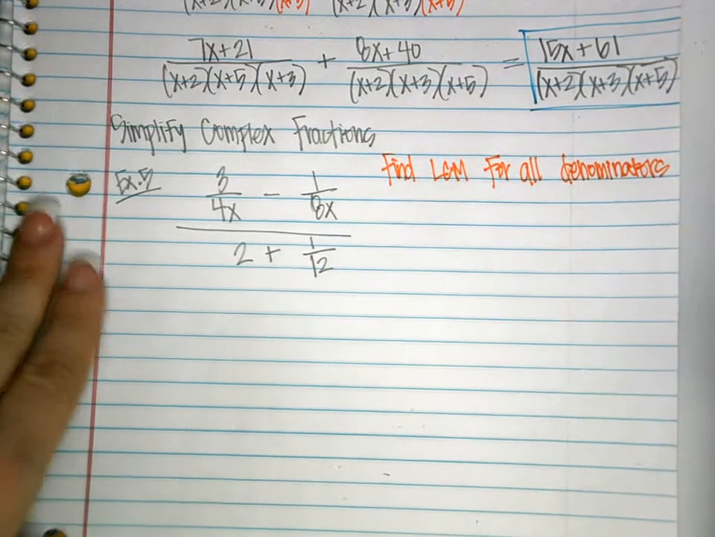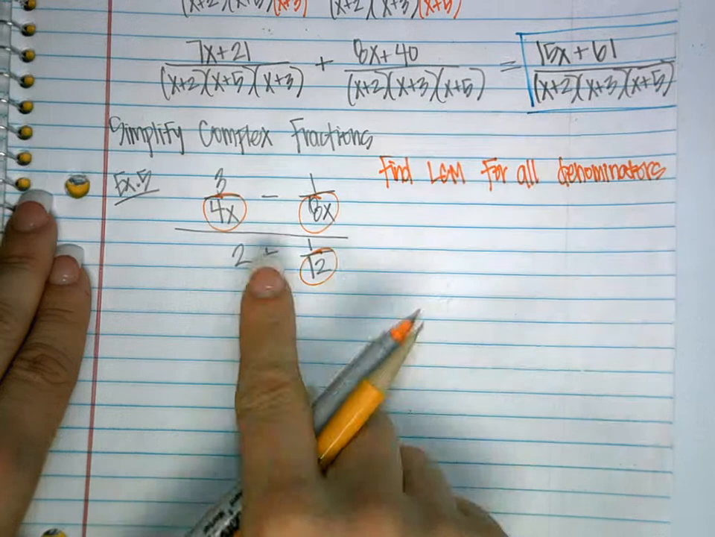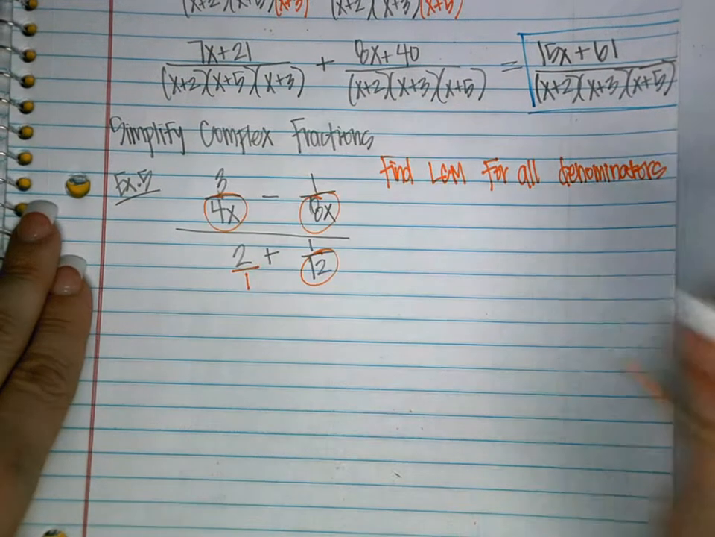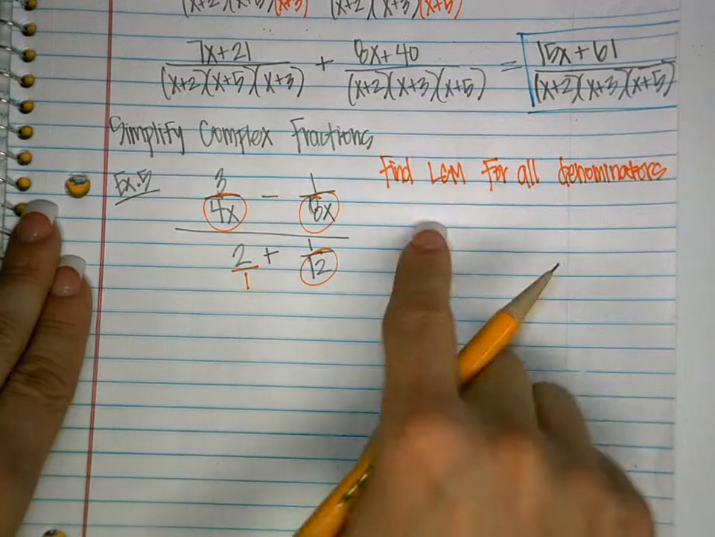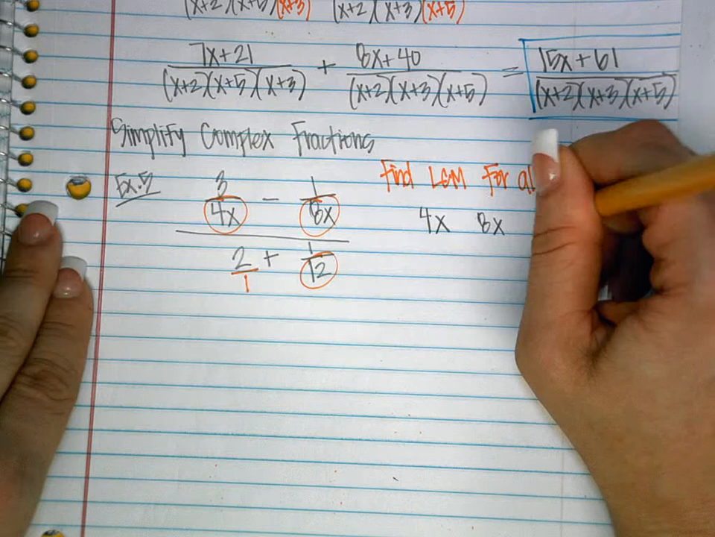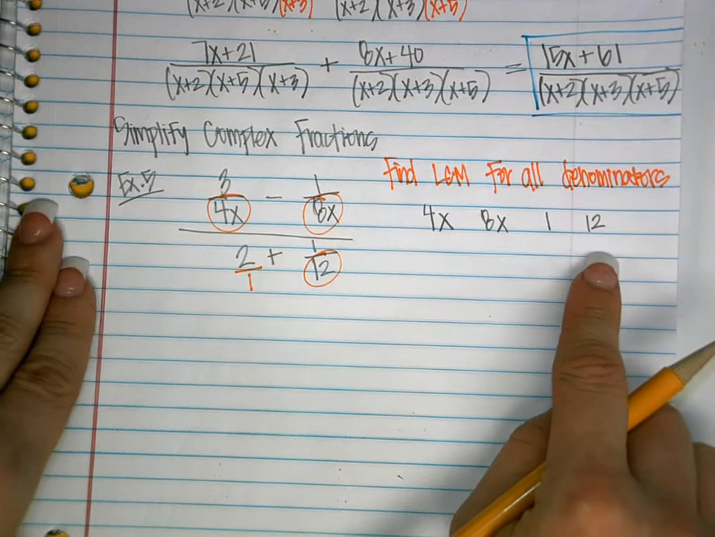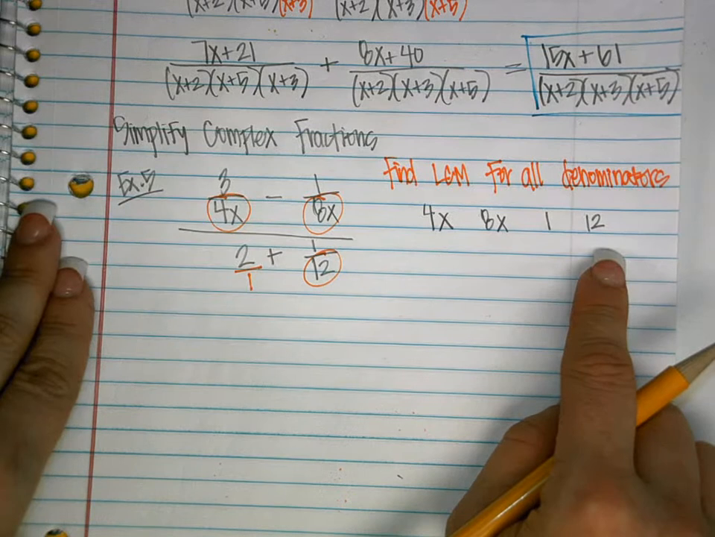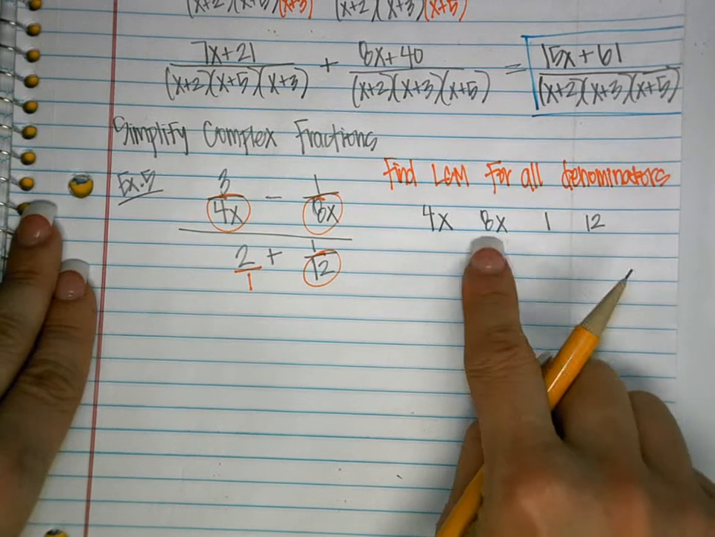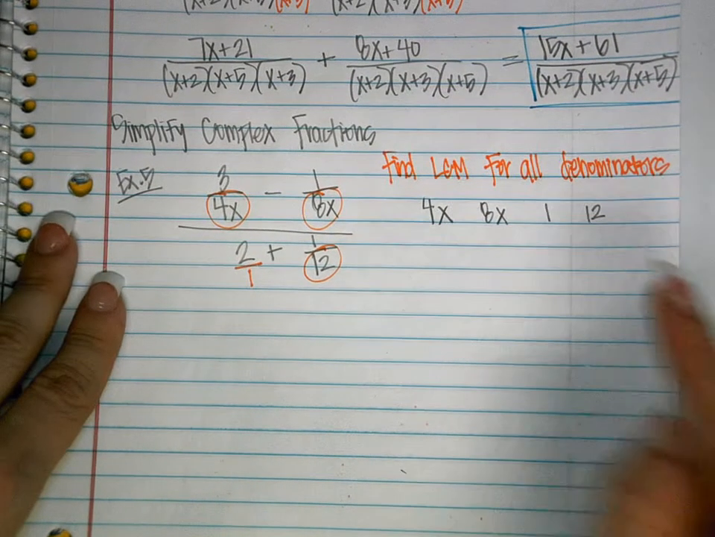If you look at all the denominators, we have 4x, 8x, 12, and what's the denominator of this fraction? It's really a 1. So I want you to write down all the denominators: 4x, 8x, 1, and 12. These are not binomials, these are all monomials, things that are attached by multiplication. If I just look at the numbers 4, 8, 1, and 12, what's the smallest number that they will all go into?